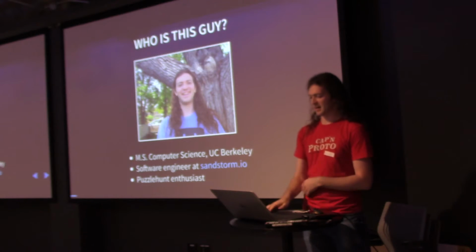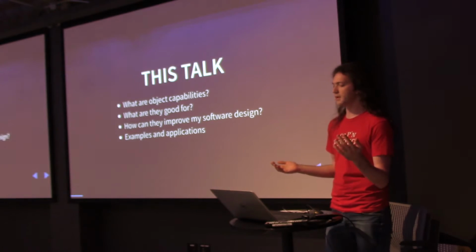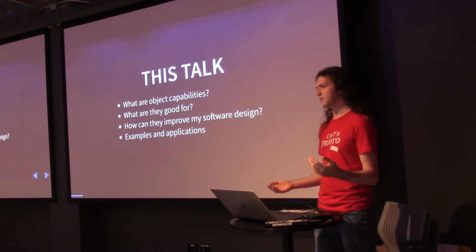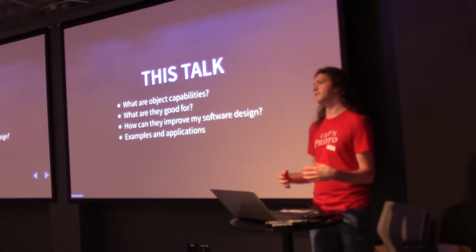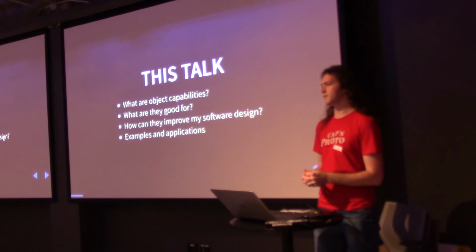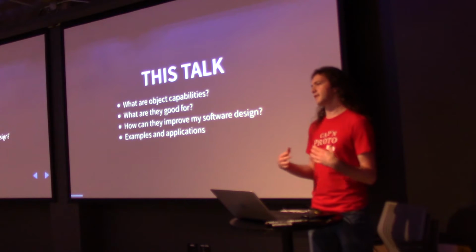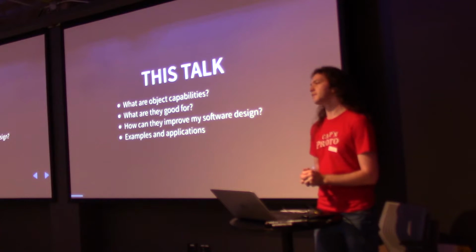So this talk will cover a bit about what object capabilities are and what they're good for and how we can use them to improve the design of your software, make it easier for you to get things right and harder for you to get things wrong, and then talk a little bit about some examples and applications of how we at Sandstorm use capabilities to model interesting things in the real world.